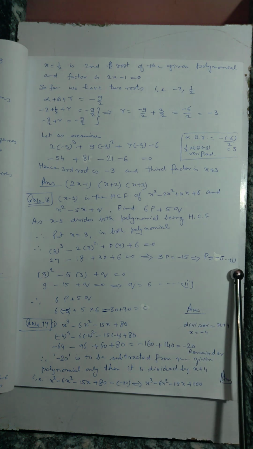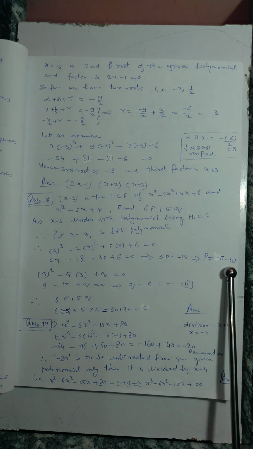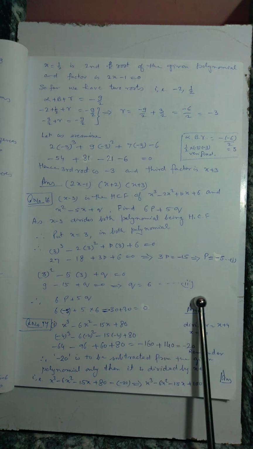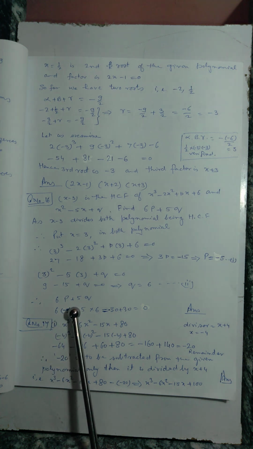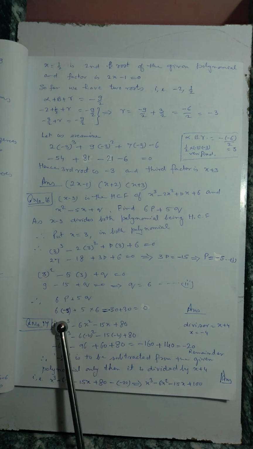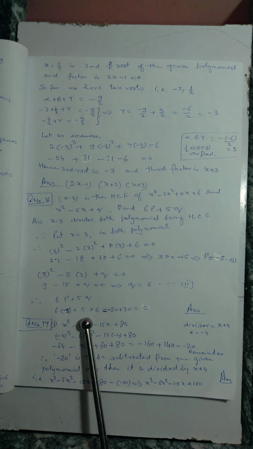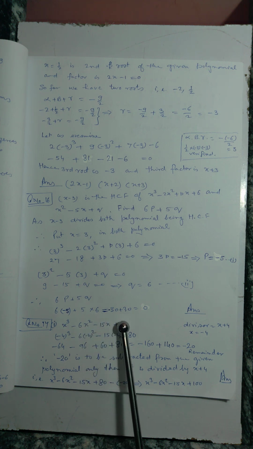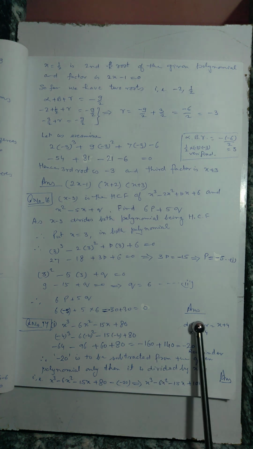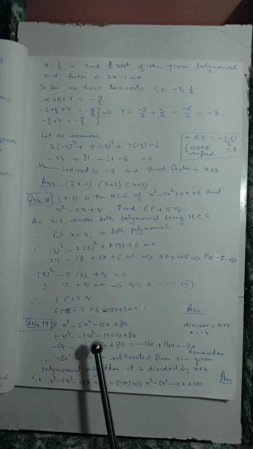Here, from the first one we have got p is equal to minus 5, and q is equal to 6. Now substitute the values in 6p plus 5q. In place of p I have written minus 5, so 6 into minus 5 plus 5 into 6, that is minus 30 plus 30 equal to 0. This will be the answer of question number 16.